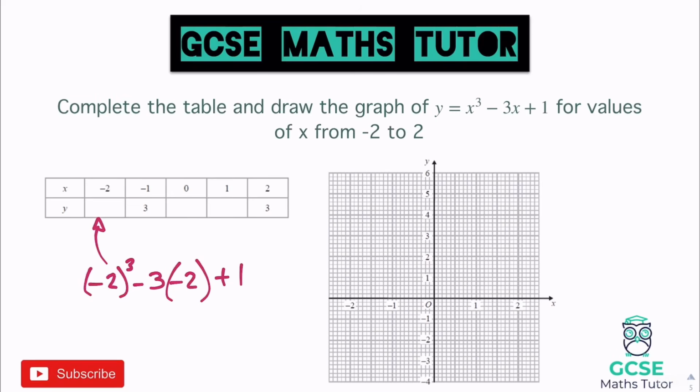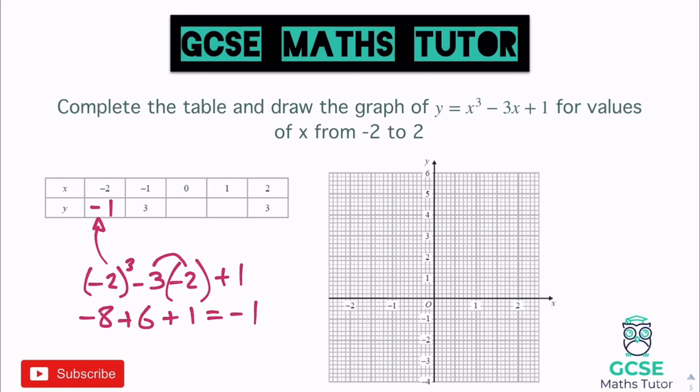And when you cube a negative, it does stay negative, so it's just like doing 2 cubed, but it's going to be minus 8 this time. It's negative 2 times negative 2, which makes positive 4, times it by another negative 2 makes negative 8. Then we've got the negative 3 times the negative 2, got to be careful there, so that's going to make plus 6, because we've got a negative times a negative, and then add the 1. So minus 8 plus 6 is minus 2, add the 1 is minus 1. So there we are, there's our first coordinate, minus 1.